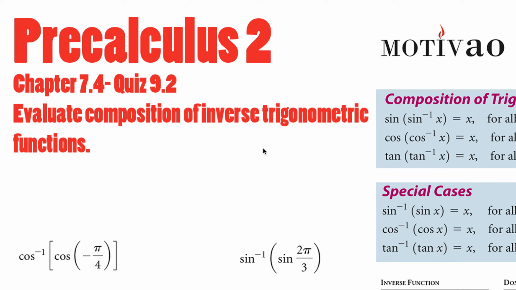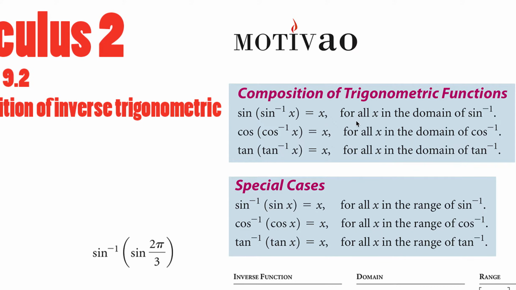I evaluate composition of inverse trigonometric functions. Well, in order to do that, we need these two boxes here. It says that the composition of trigonometric functions, sine of sine inverse of x, is equal to x for all x in the domain of sine inverse.